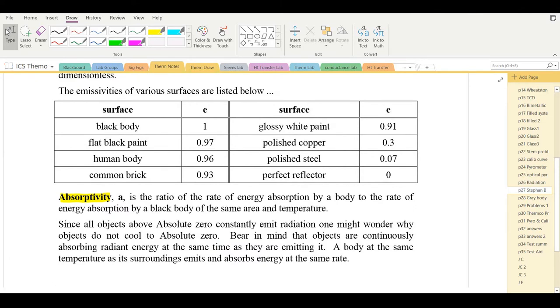Now, since all objects above absolute zero constantly emit radiation, one might wonder why objects do not cool to absolute zero. Goes back to what we spoke about before. Bear in mind that objects are continuously absorbing radiant energy at the same rate as they are emitting it. A body at the same temperature as its surroundings emits and absorbs energy at the same rate.